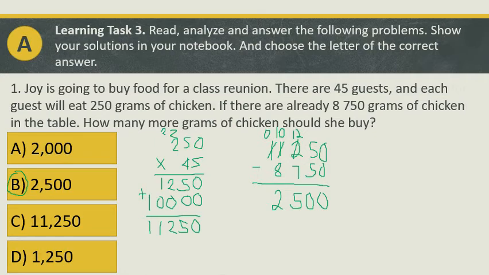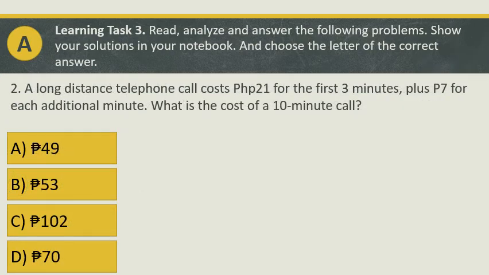Okay, next. Number 2. So, pansin nyo dito sa topic natin, ito po ay gumagamit ng 2 or more operations po. Kasi multi-step tayo. So, a long-distance telephone call costs 21 pesos for the first 3 minutes, plus 7 pesos for each additional minute. What is the cost of a 10-minute call? So, sa first 3 minutes, may 21 pesos na babayaran. Sumobra siya. So, kada isang minuto na sobra ay plus 7 ng plus 7.